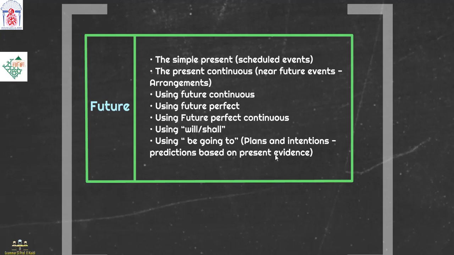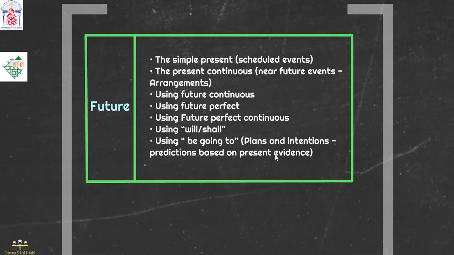Sarah is preparing very well these days. She's going to succeed in her exams. Now here, I predicted that Sarah is going to succeed. Why? Because I have evidence which is very clear in front of me today, which is her very serious preparation, her hard work. Okay, so that's what we mean by predictions based on something that you can see now in the present, or present evidence.